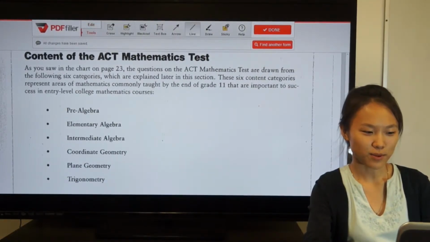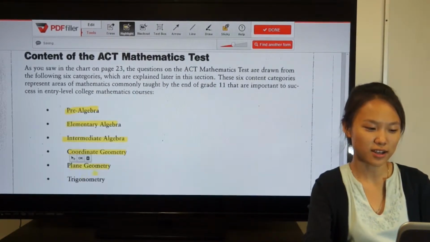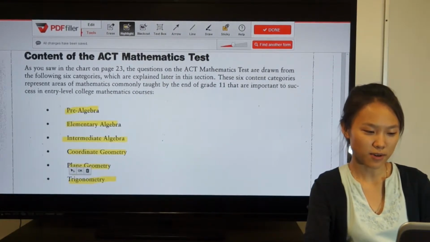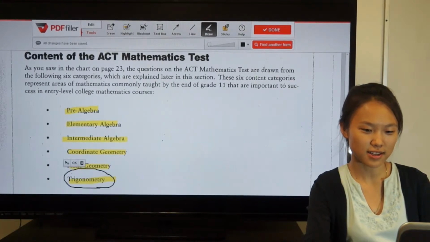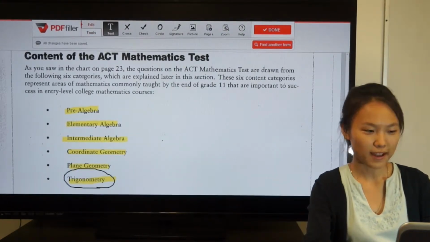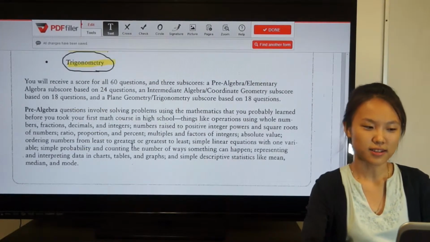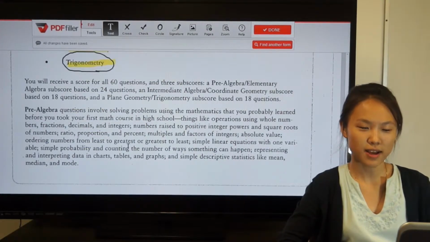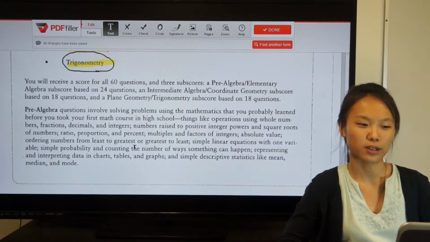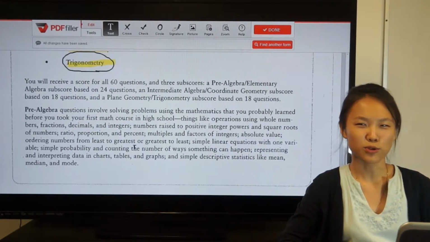So there's pre-algebra, elementary algebra, intermediate algebra, coordinate geometry, plane geometry, and trig. And the extra part would be trig, which is not found on the SAT, so that makes it more difficult. And you have 60 minutes to answer 60 questions, but it's different from the SAT math in that it is more straightforward. So they won't give you trick questions.